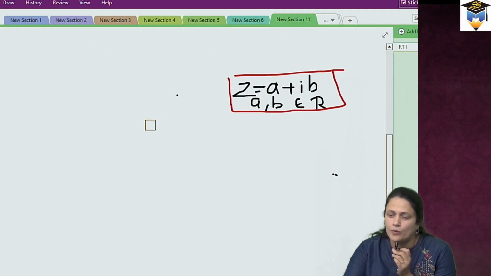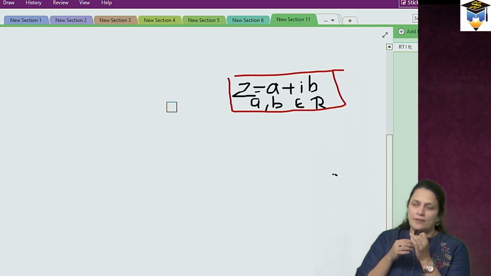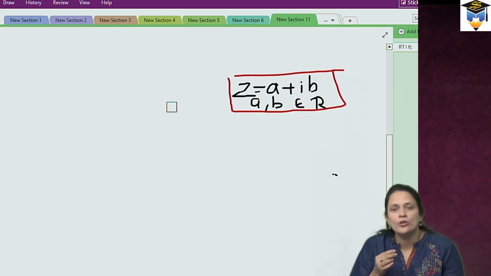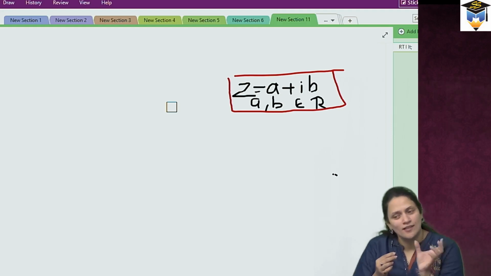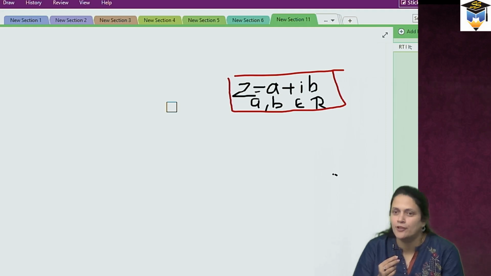Now you know what a complex number is. Where do you think complex numbers will be used? Or why are you, as commerce students, learning this concept? Can you tell me what the reason would be? Any idea, any guess? Let me know.